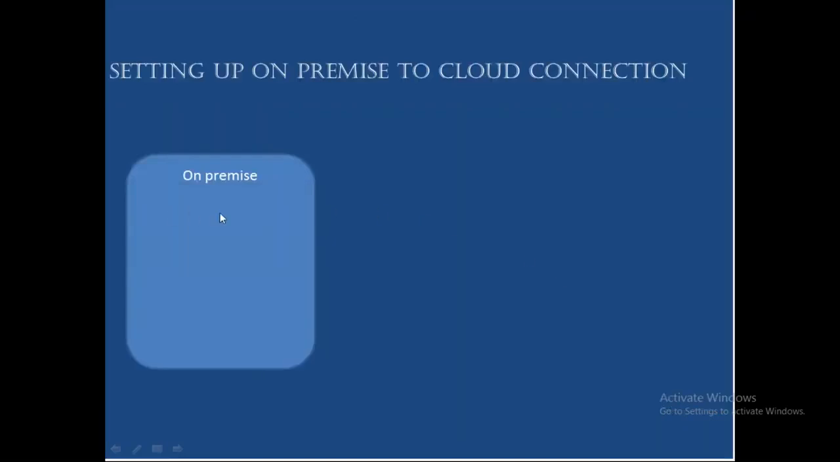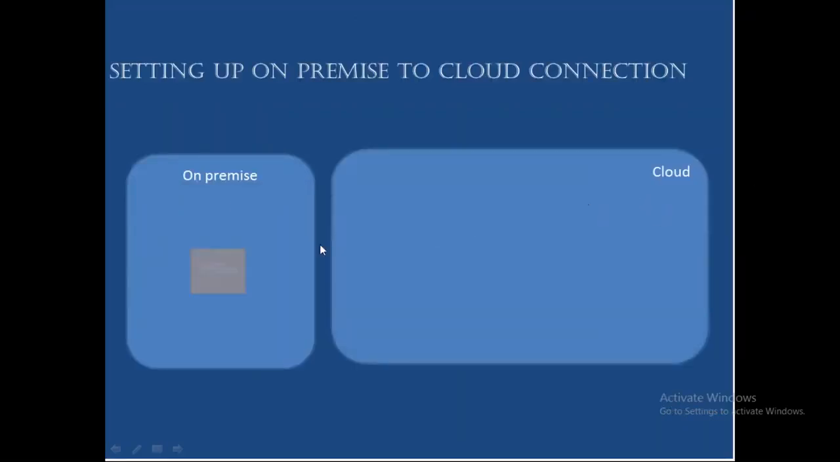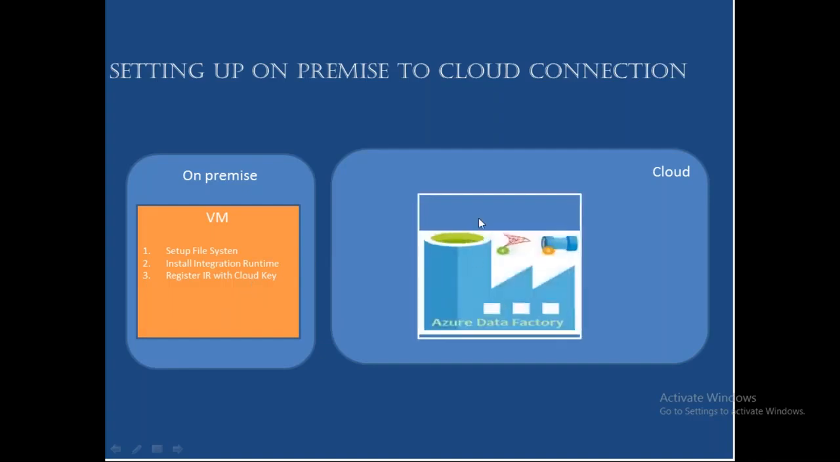Setting up on-premise to cloud connection. We have an on-premise here, and here we have a cloud. In on-premise, I will create a VM. In this VM, we'll have a file system. Then to connect to this file system from the cloud, we need to install the integration runtime. Then we need to register this IR with the cloud key. What is that cloud key? You need to get it from Azure Data Factory. Once you get that key from Azure Data Factory and register it here, the connection will be established between Azure Data Factory and this particular integration runtime.